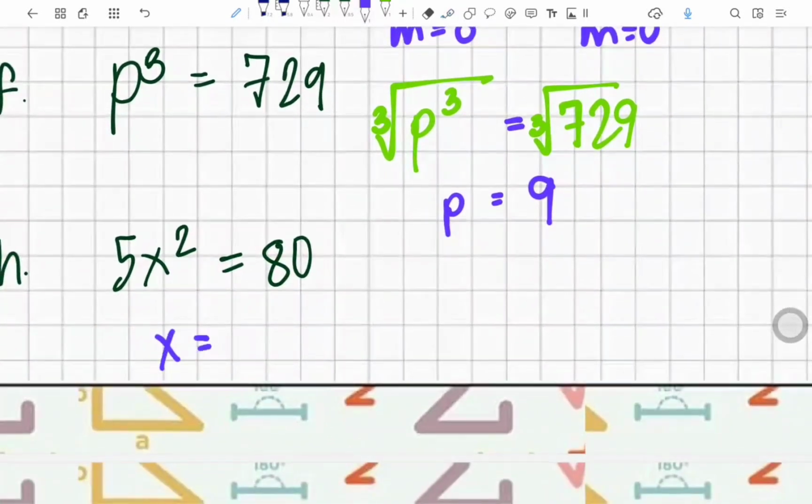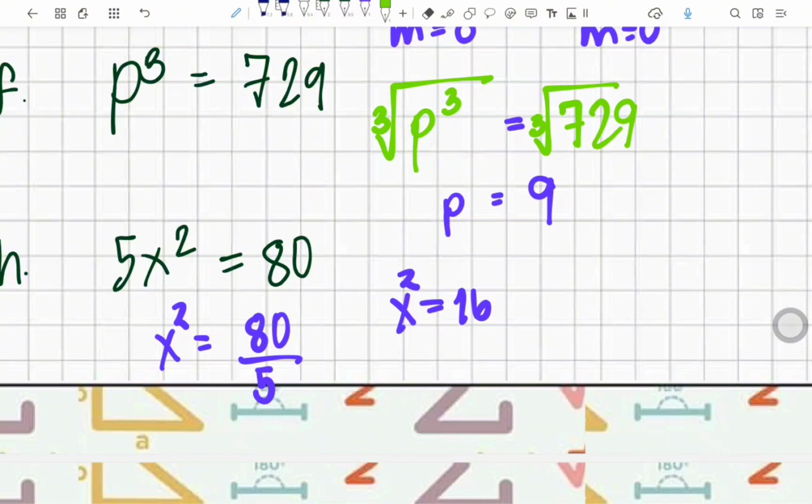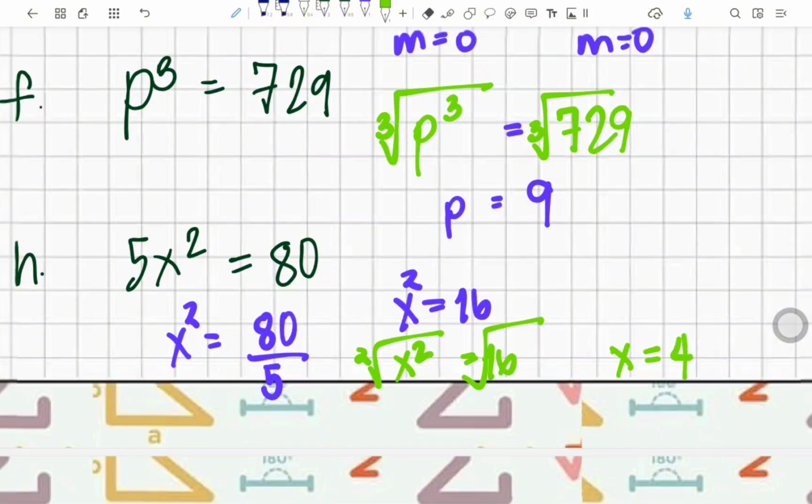So x power 2 is equal now to 80 divided by 5, and 80 divided by 5 is equal to, correct, 16. So x power 2 is equal to 16. Now we have to get the root so that we can take out the 2. So the square root of x power 2 is equal to the square root of 16. So what we have now is x is equal to 4.